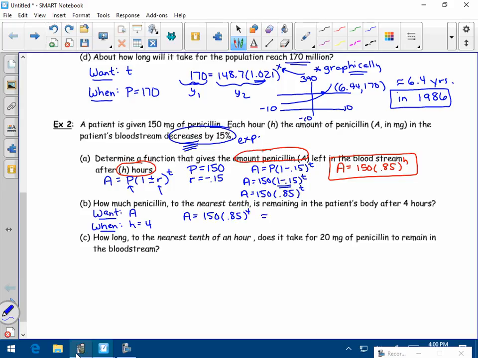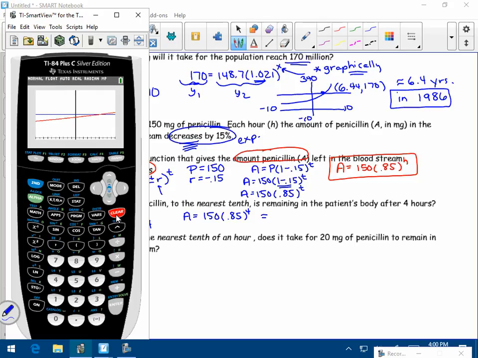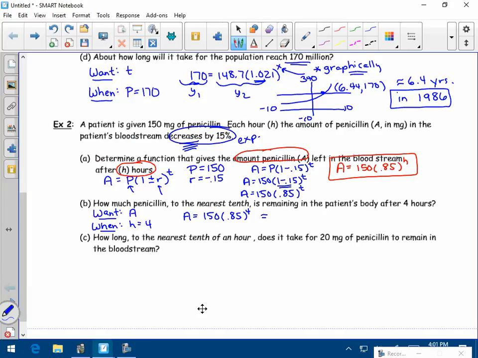Go to my calculator, type it in all in one step. So 150 times 0.85 raised to the fourth, and I end up with 78.3. So this one did specify to the nearest tenth, so it's about equal to 78.3 milligrams.